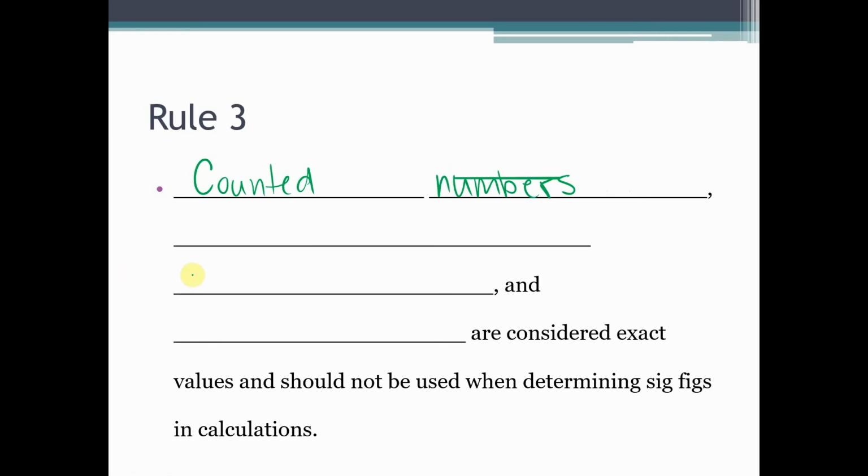Our next blanks are conversion factors. We will learn about those in just a few lessons. Probably didn't need a blank that big.